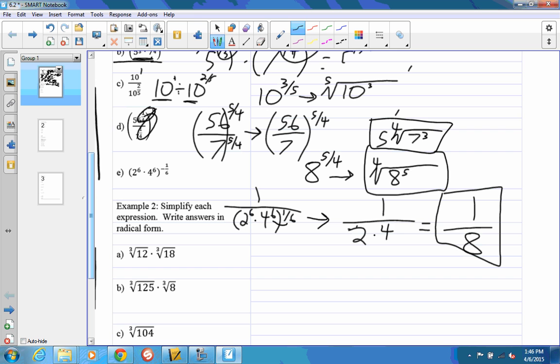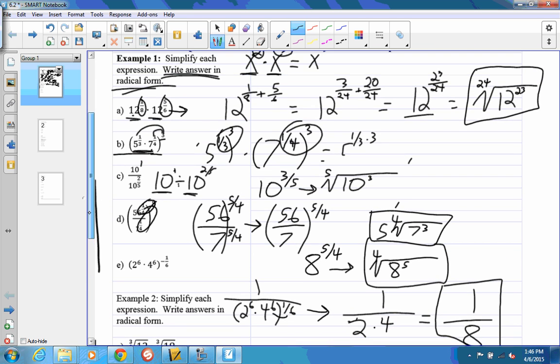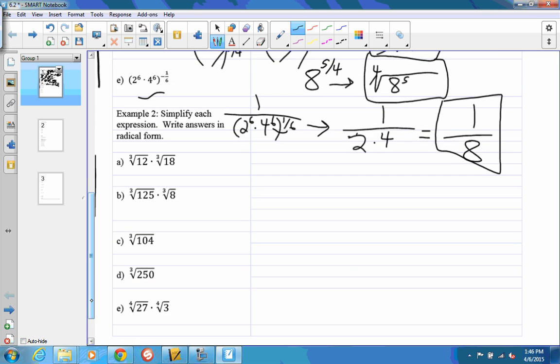That's your answer. This one was weird. You don't always have to get rid of the radical here. This one was just easier to get rid of the radical. I didn't do that on any of the others, did I? Every single other one I left as a radical. Even if I say write answer in radical form, if you can simplify, please go ahead and do it.